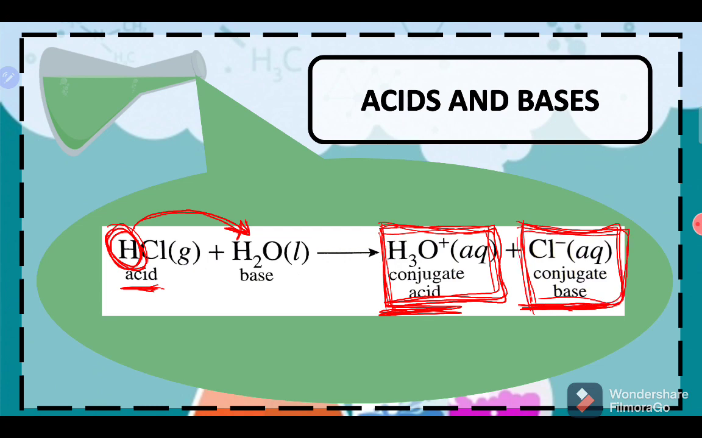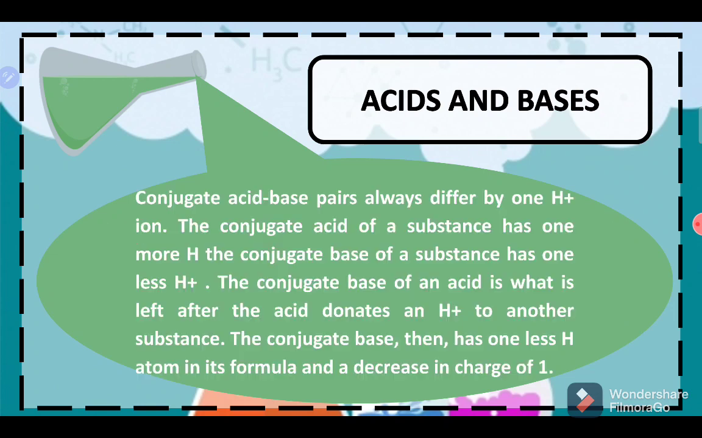Because as the acid donates its hydrogen ion to the base, the resulting conjugate acid has one hydrogen ion more compared to the conjugate base. Okay? And because of the donation of the hydrogen ion, the conjugate base has a decrease in its charge by 1, so it will become negative. Okay? And in here, there is an increase. That's why it's positive. Next.